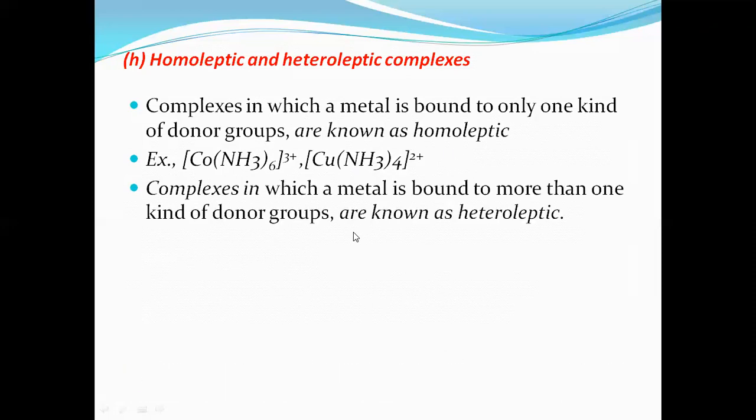Another is heteroleptic. If a metal is bound to more than one kind of donor groups, that means 2 or more different ligands are present around the central metal atom, then they are called heteroleptic. You can see here tetraamminedichlorocobalt. Here 4 ammonia and 2 chlorine, 2 different ligands are present around the central metal atom. Therefore, this is called heteroleptic. These are some of the terms which are used in coordination compounds.